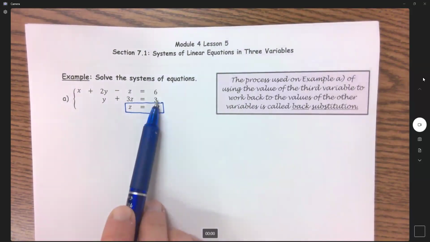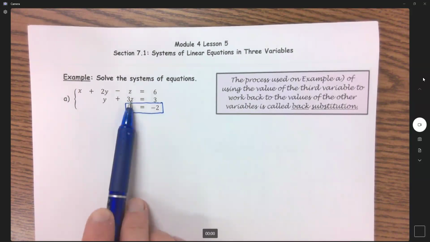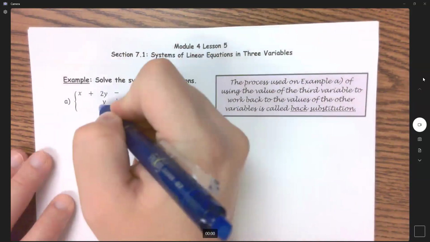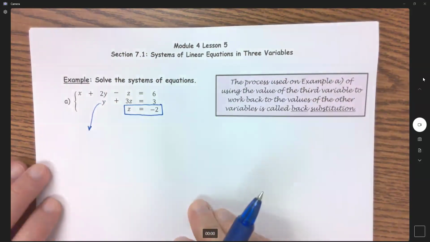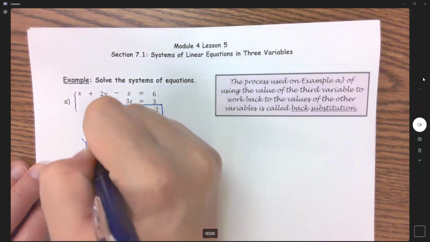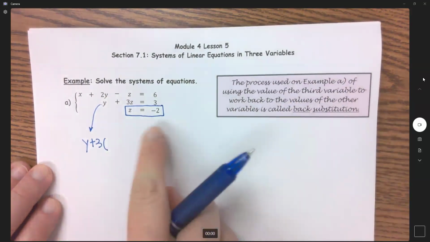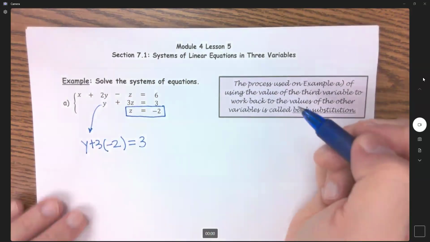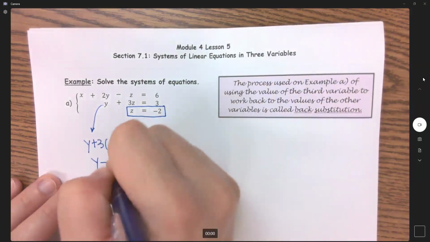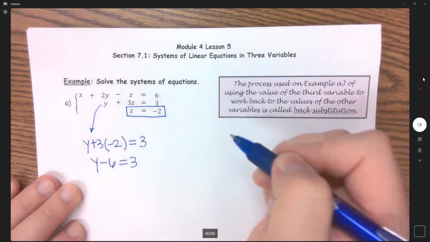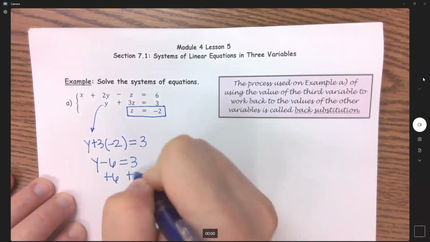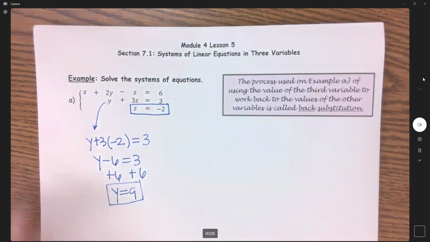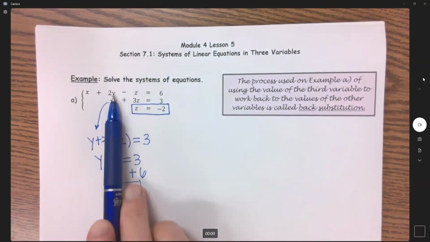Well, in the second equation, I know what z equals. I only have one unknown here, y. So I'm going to take this equation here and solve for y. So I have y plus 3 times z, which is -2, and that equals 3. So we have y minus 6 equals 3. Let's add our 6 over, and we get y equals 9. So now I have solved for two unknowns. So now I know my y and my z.